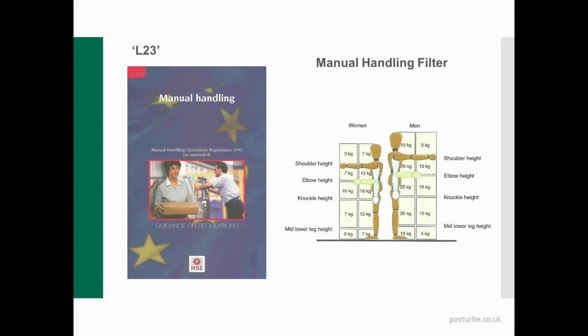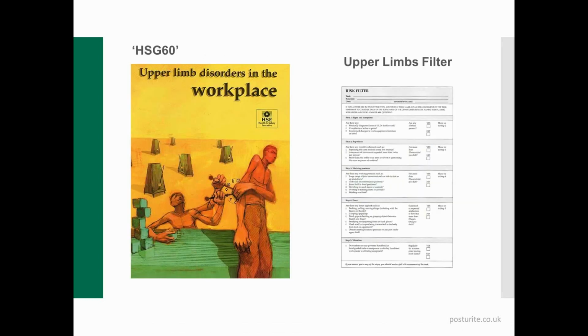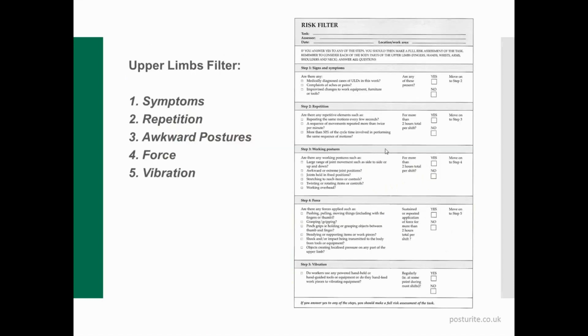There's a similar guideline filter in HSG 60 for the upper limbs, and this filter in this document is a one-page set of questions or steps. There are 5 steps there, and these are the steps.